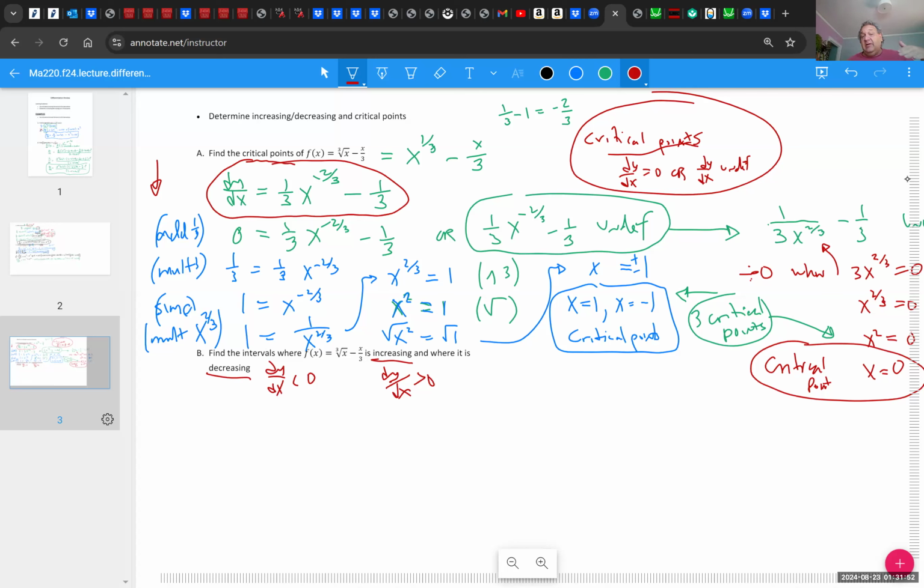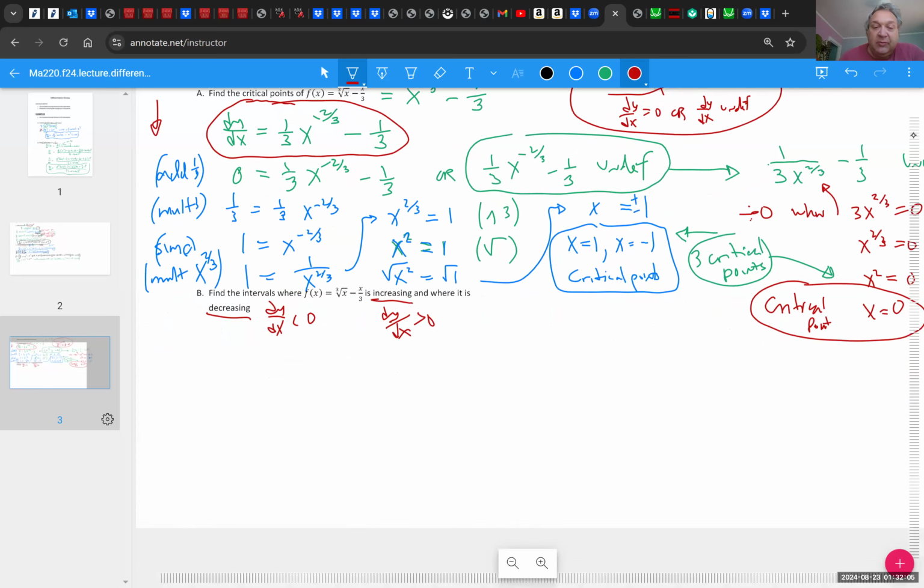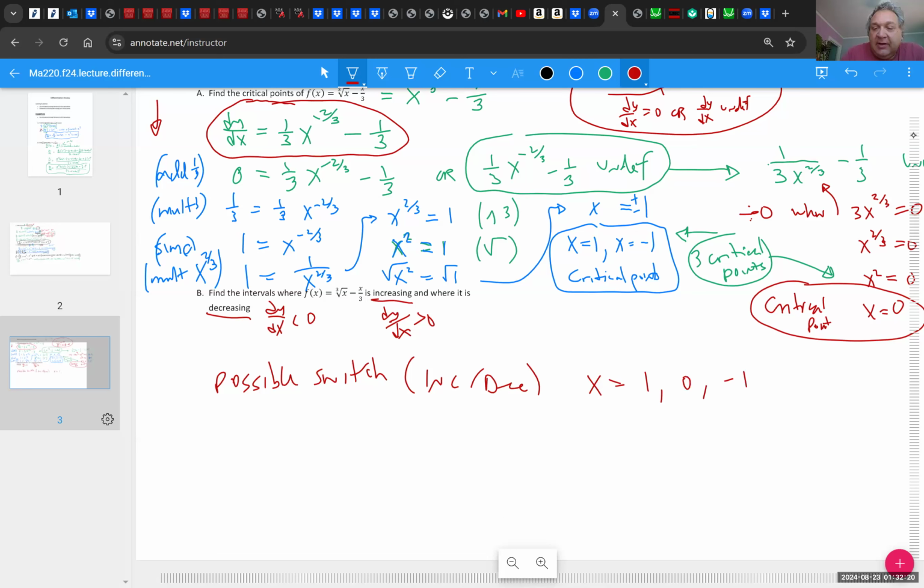So going from positive to negative or negative to positive, it will have to go through zero or have to jump somehow through an undefined point. So we know all three of those places where it can possibly switch. So possible switching points, and this would be from increasing to decreasing, that would be x equals 1, x equals 0, x equals -1.